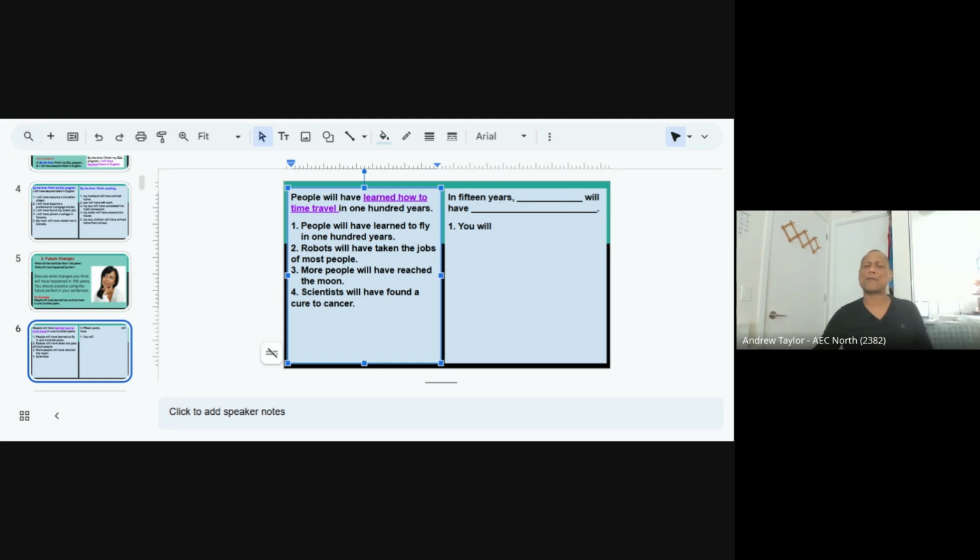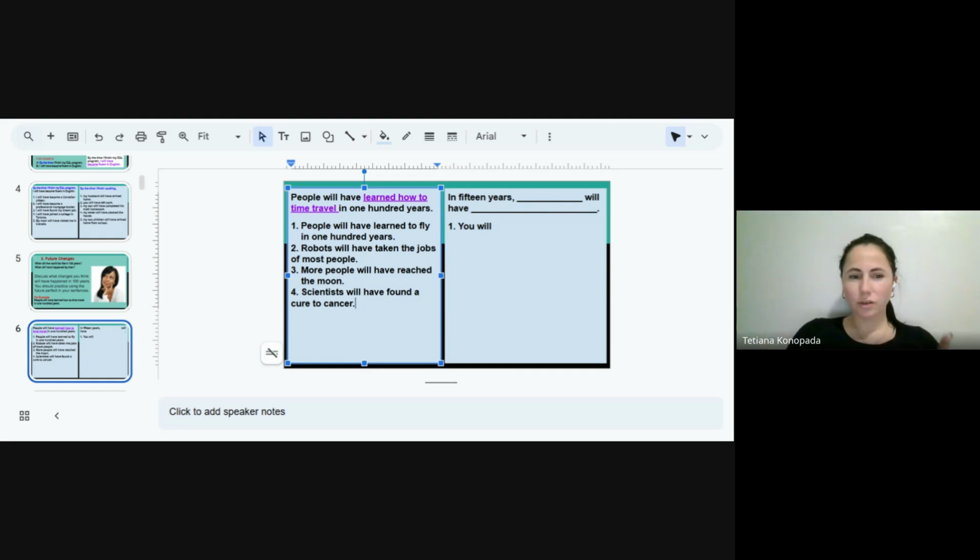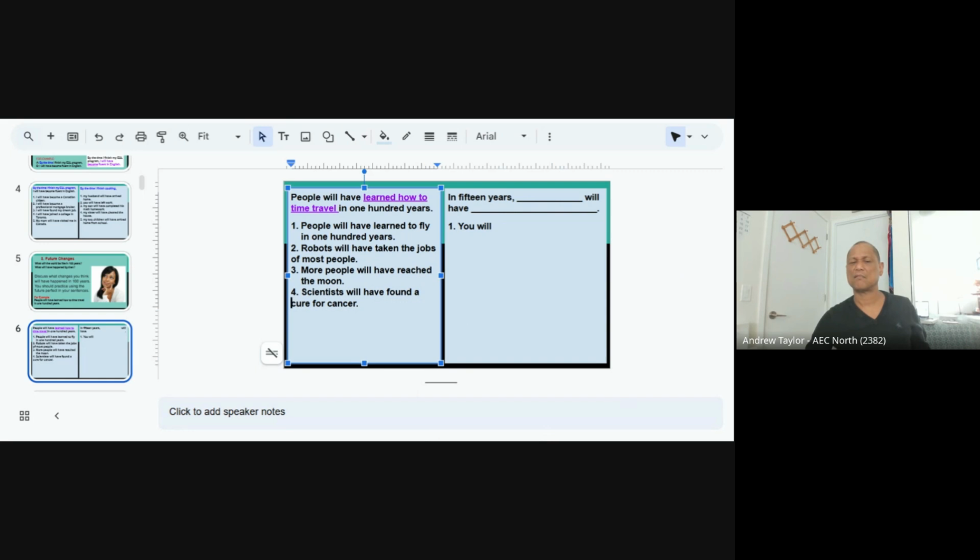Okay, Tatiana, please repeat. I love your sentence, Tatiana. Oh, it's not a medicine, right? It's a cure. Yeah, cure for cancer. Okay. In 100 years, scientists will have found a cure for cancer. Yes, beautiful, right? I love your sentence. I really do. It's so logical. It's full of hope. It's so positive, and it is doable. Scientists will have found a cure for cancer.